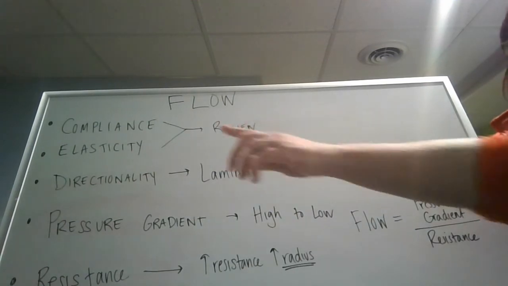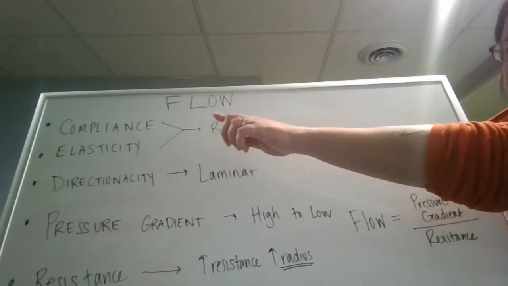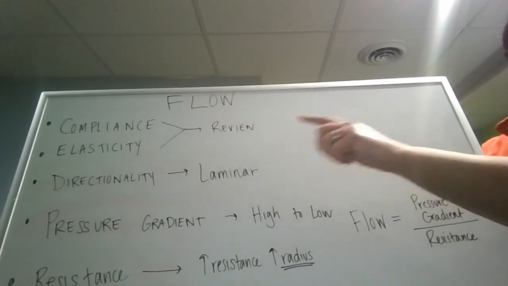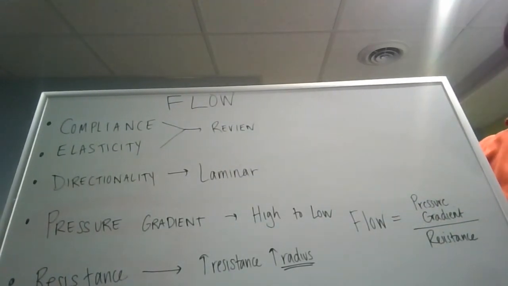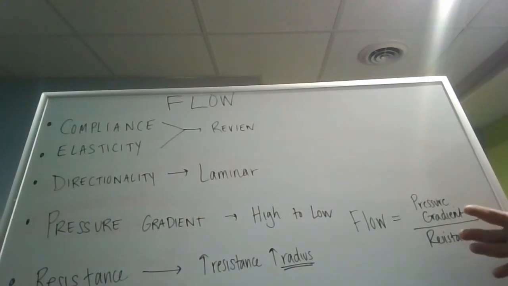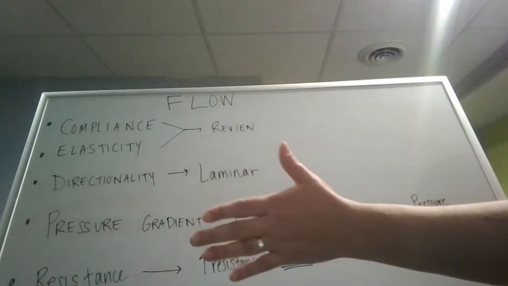So if there's an increase in compliance, like a vein, that means flow decreases because there's no elastic recoil. We just stretch out the vessel, and that means that unless there's an external factor such as skeletal muscle, flow will not move forward. An increase in elasticity would increase flow because that recoil pushes fluid forward.